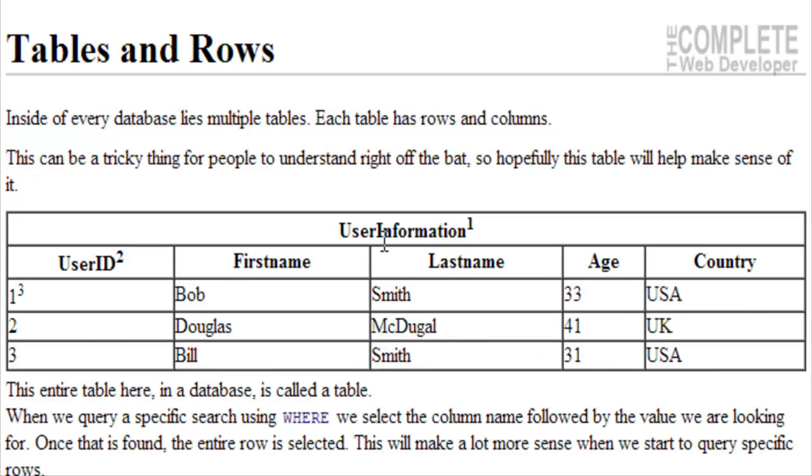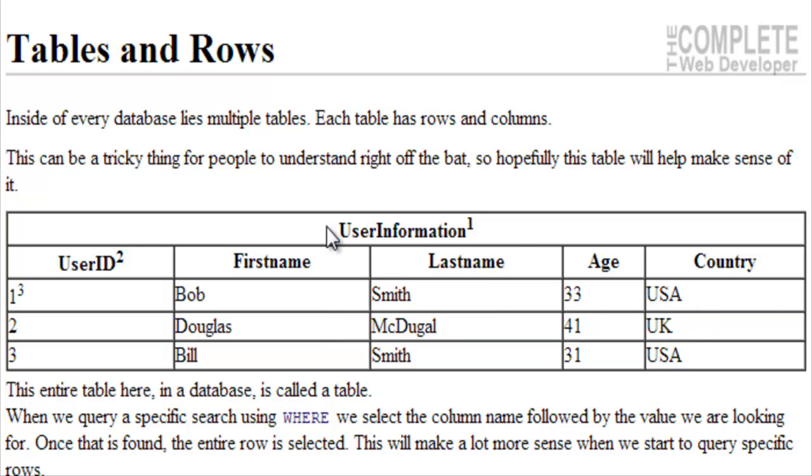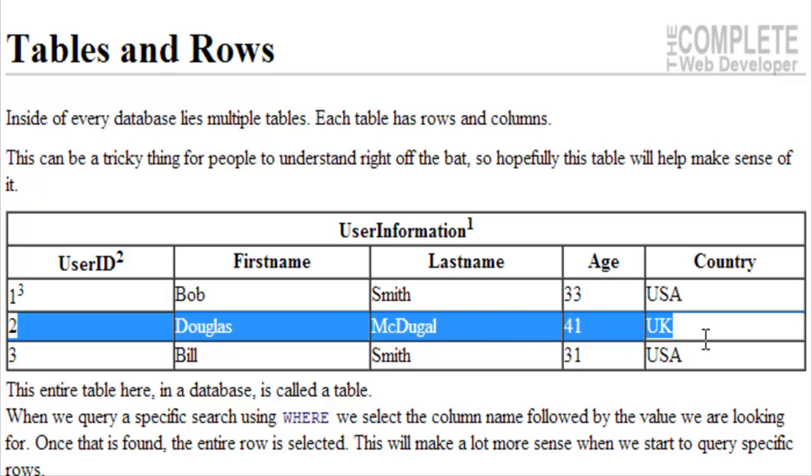Now when we select information, we have to specify the table name. We say where user ID is equal to 2, then it's going to be able to select this row. So when we talk to SQL and we say, hey, we want to get this information from this column, where this column value is equal to this, we want to get that entire row.